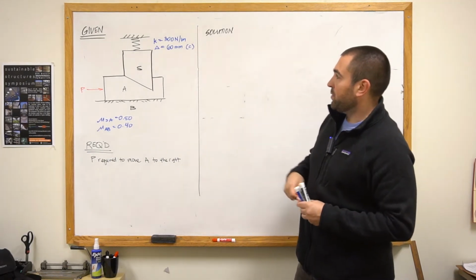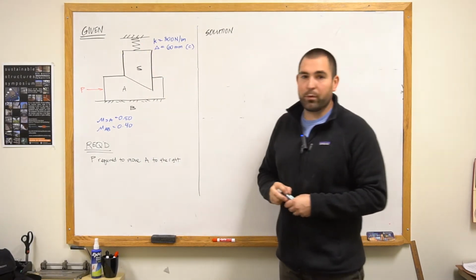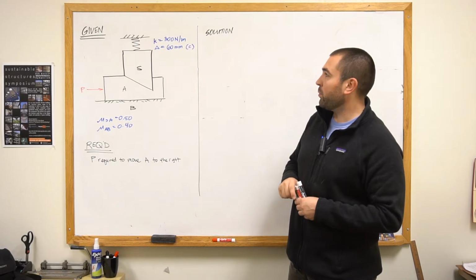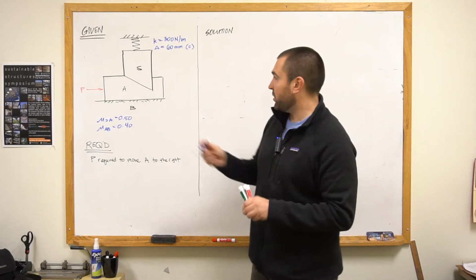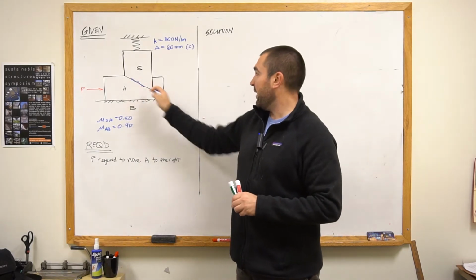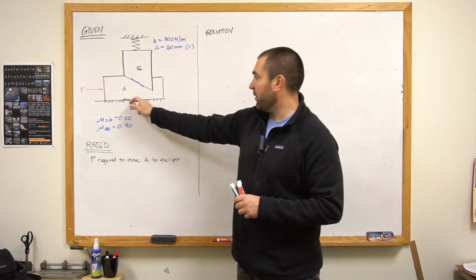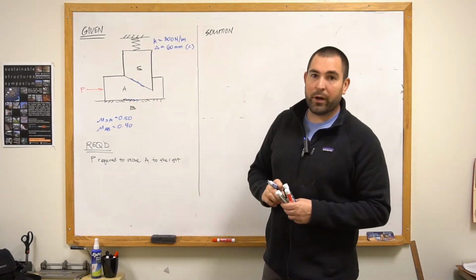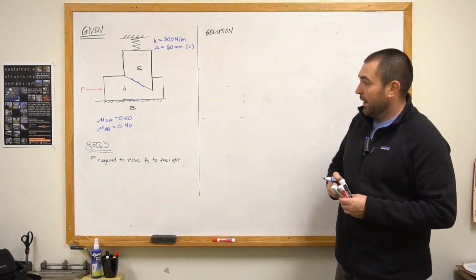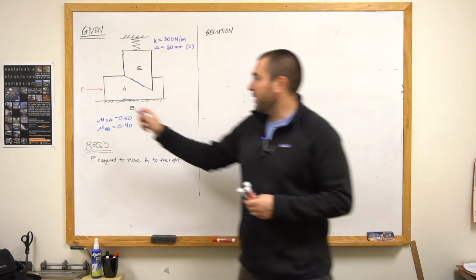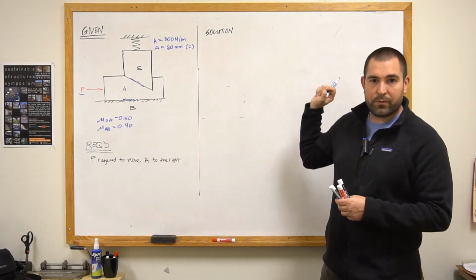We're given some information about the spring. We're told that it has a stiffness of 300 newtons per meter, and that it has been compressed 60 millimeters. And we're told about the friction interface between A and S, that wedge A and the stub S. It's at 0.5. And the friction interface between A and the ground surface B is given with a coefficient of friction of 0.4. And we're asked in this problem to figure out what is the minimum value of P to cause that wedge A to move to the right.